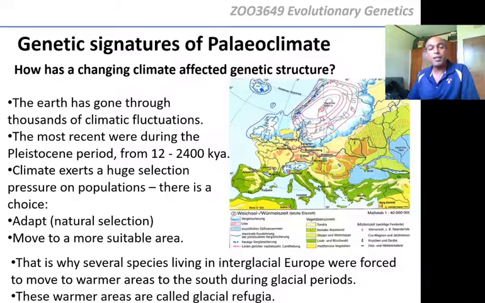And in Europe, there are several glacial refugia. The Iberian Peninsula, which is now called Spain and Portugal, that was a glacial refuge. The Italian Peninsula, this is Italy here, was also a glacial refuge. The Balkan Peninsula here, the Balkans here, also Turkey, the Anatolian Peninsula, was also a glacial refuge. So four different glacial refugia in Europe, at least four.